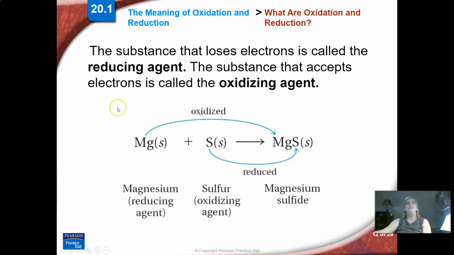I'm not so concerned if you know what a reducing agent is. It makes something get reduced. An oxidizing agent makes something become oxidized. But I'm not going to ask these questions because I just need to know who's oxidized and who's reduced in a chemical reaction.